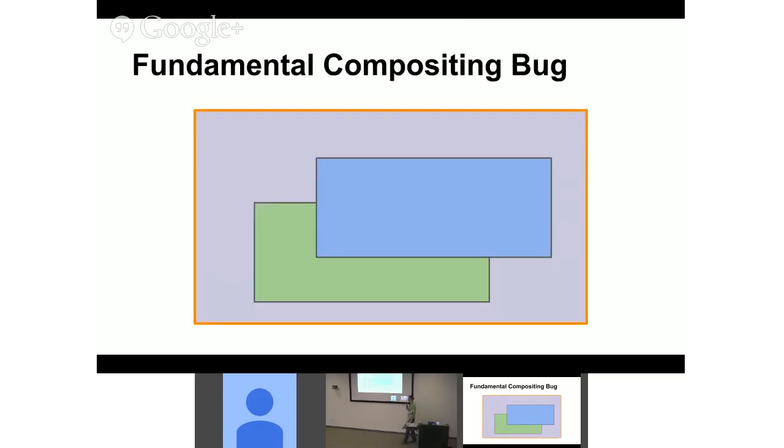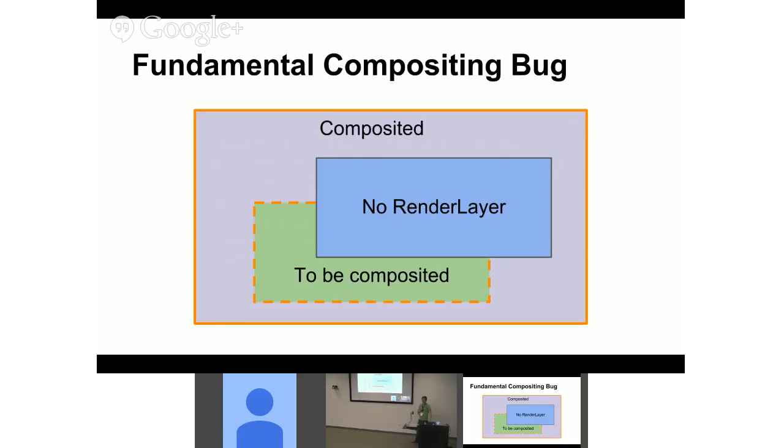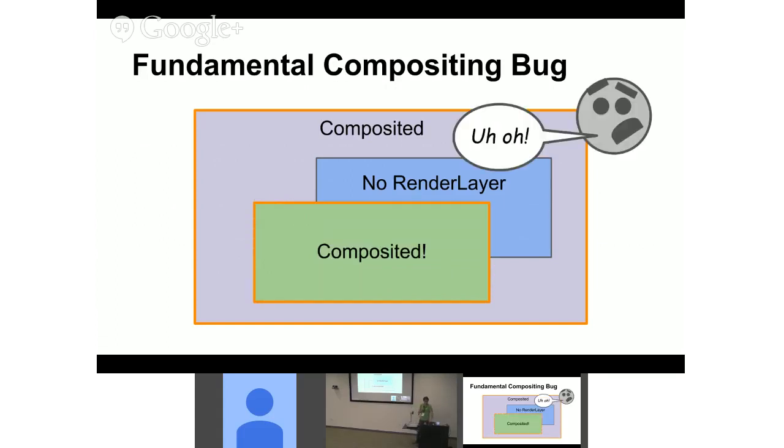So say we've got one composited layer. It's this thing with the orange border here. And we've got all of this content painting within it. We've got this green thing that's underneath the blue thing. But say we're going to promote the green thing, right? But that thing that's blue doesn't have an associated render layer. Well, what'll happen is the composited thing will pop out into a separate bucket of pixels, which will necessarily be on top of the other bucket of pixels.